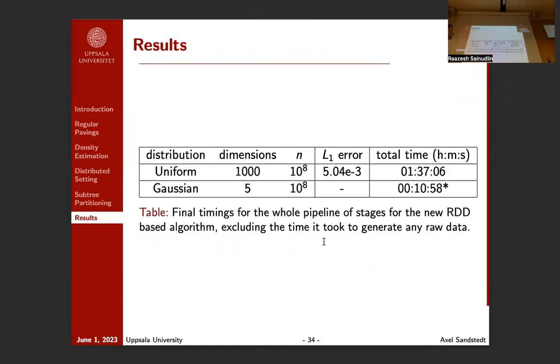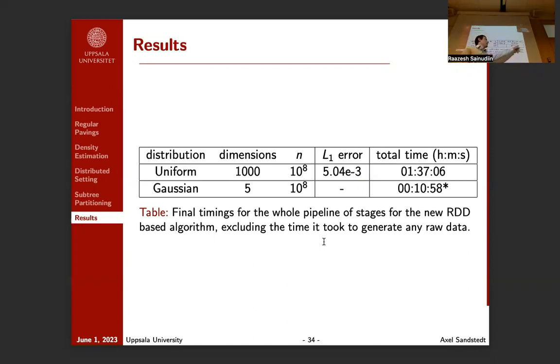So some quick results here. We ran the algorithm for a uniform distribution of 1,000 dimensions, 10 to the power of 8 points. We achieved an L1 error of 5 times 10 to the power of minus 3, and it took 1 hour and 37 minutes. We also ran a Gaussian with 5 dimensions with the same amount of points. We cannot easily get an L1 error due to difficulties with integration. And the time was 11 minutes.